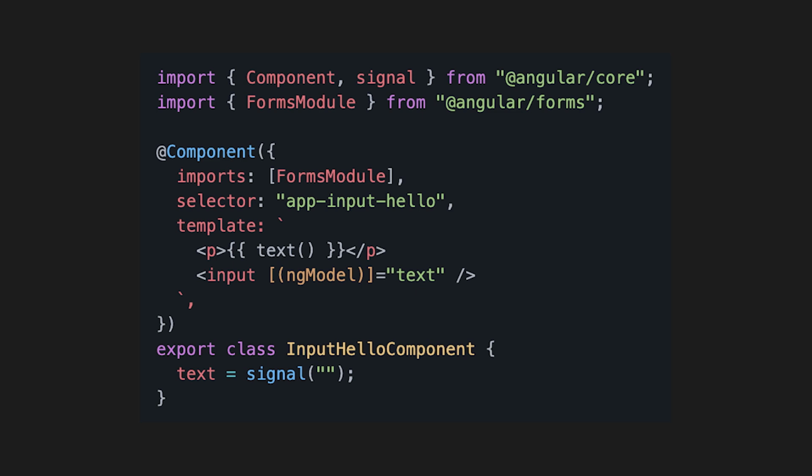Switching to Angular, we utilize two-way data binding with ngModel. Here we define a reactive signal for text. By binding the input with ngModel, Angular automatically updates the signal as the user types, and the updated value is rendered in the template using text. This declarative approach simplifies state management by keeping the component's data and view in constant harmony.